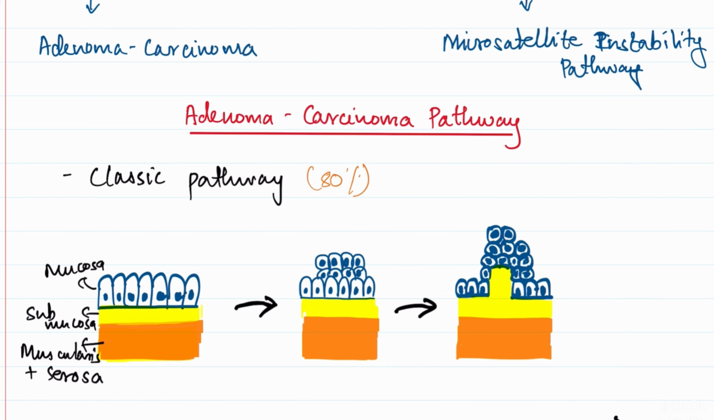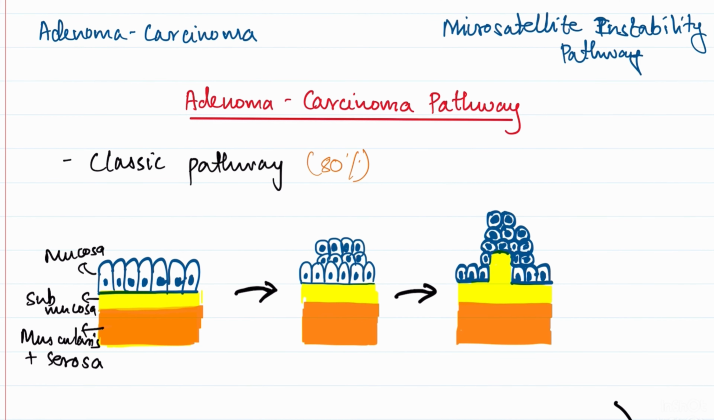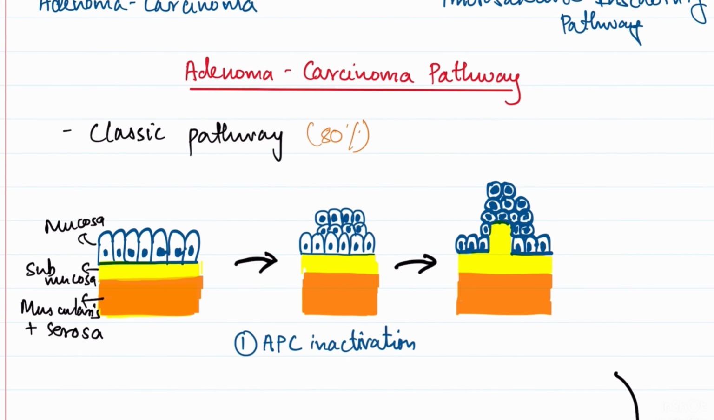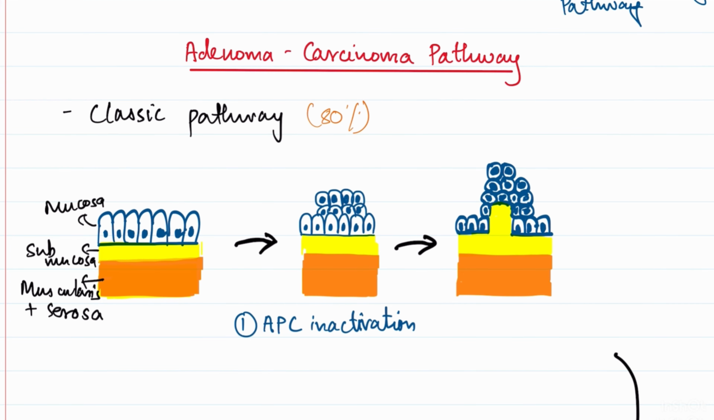So what are the mutations and the order in which they occur? The first mutation is APC inactivation. APC is a tumor suppressor gene. Now what does APC do? To know the function of APC, we need to know another molecule called beta-catenin. What is the role of beta-catenin? The role is simple. Beta-catenin forms a complex with other structures, and finally beta-catenin will increase cell proliferation.